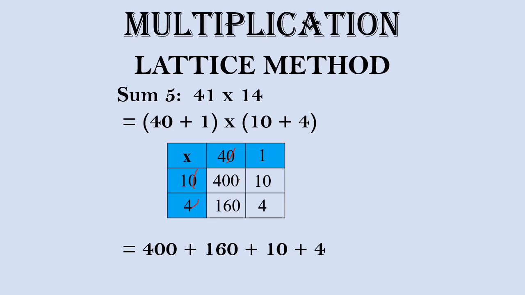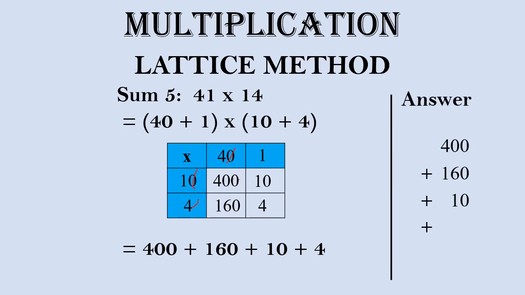Ensure that you write all the numbers. Do the working at the side. 4 plus 0 is 4. 6 plus 1 is 7. And 4 plus 1 is 5. So our answer of 41 multiplied by 14 is 574. The last sum, 60 plus 8 multiplied by 10 plus 2.